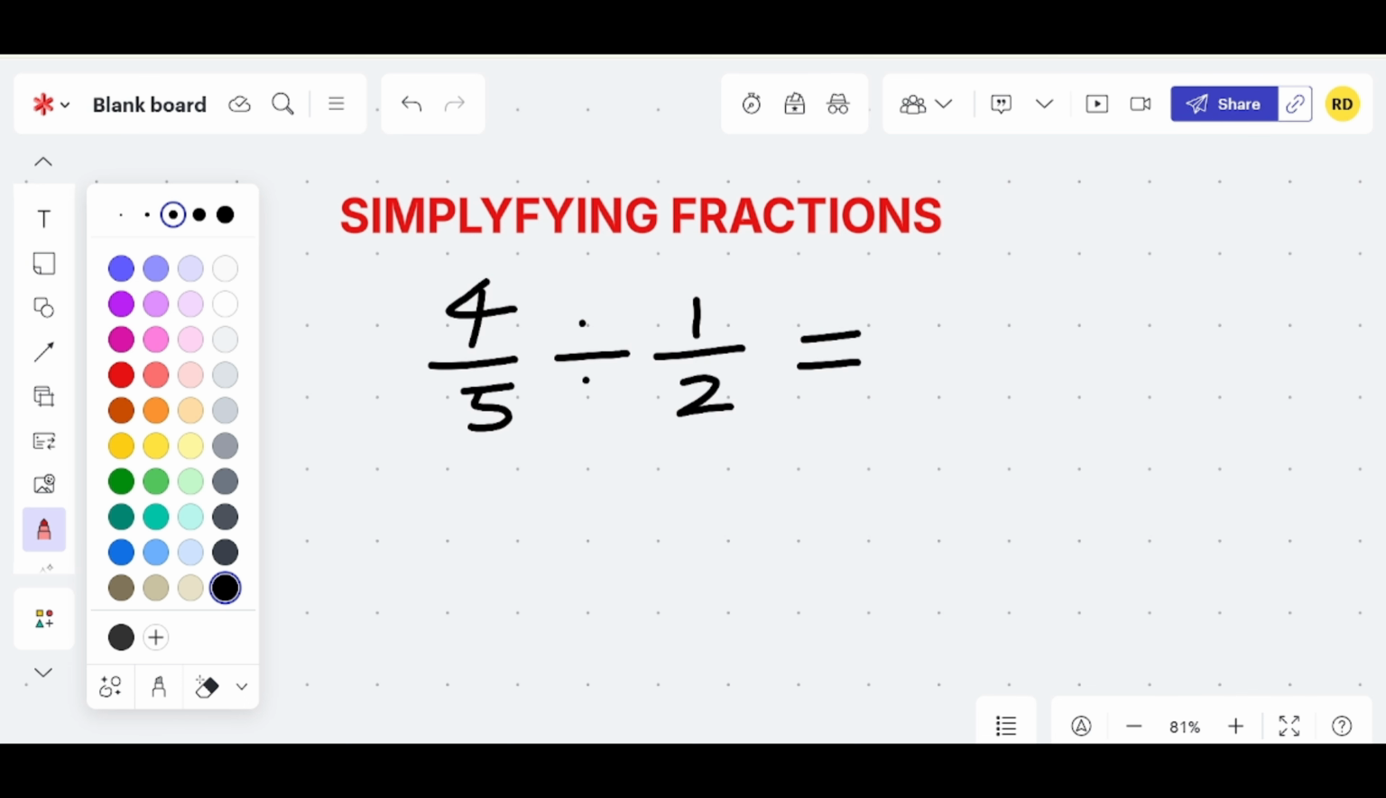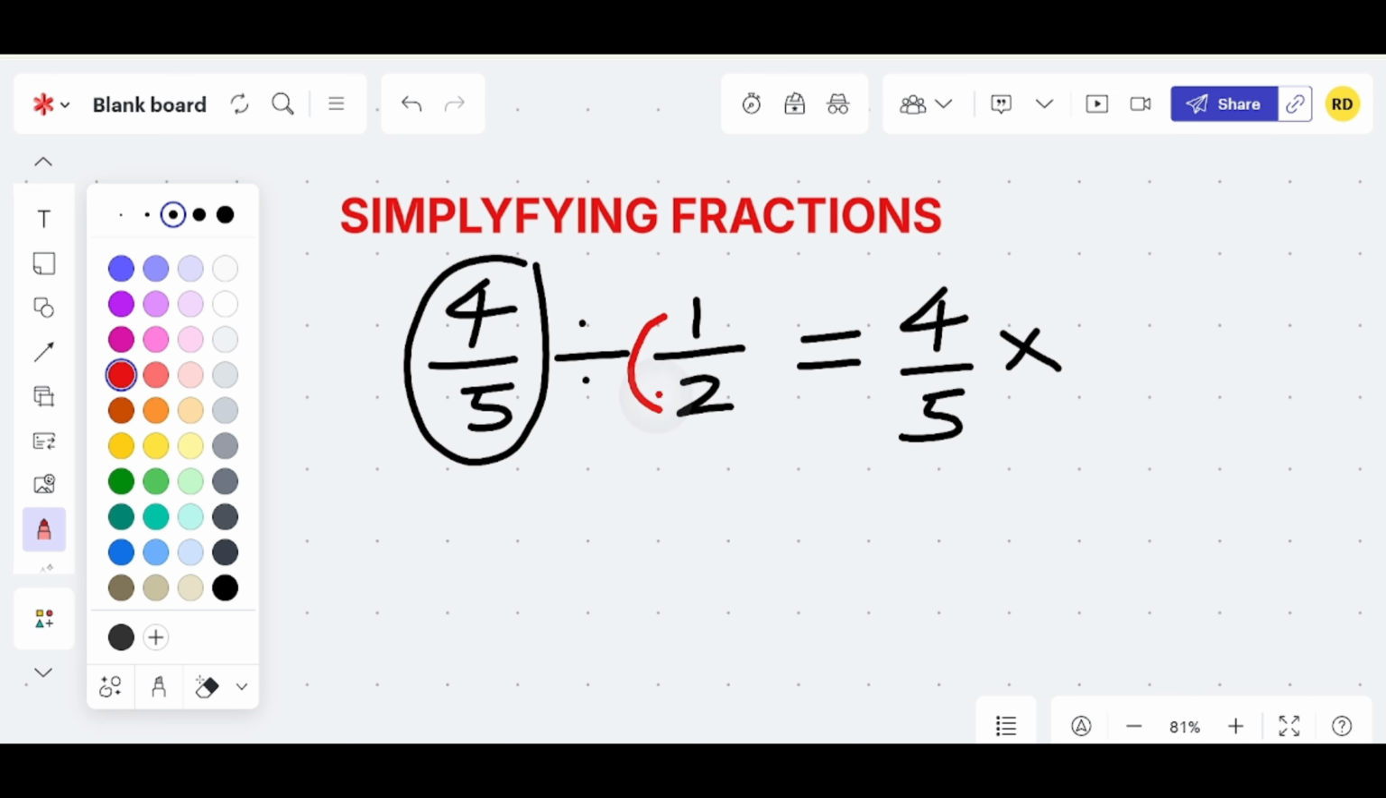So what you're going to do is write the same fraction like at the beginning, 4 over 5. You write the same fraction 4 over 5, and you see the division, but you change it to multiplication, since you know that division is the opposite of multiplication. And now you're going to flip the second fraction. How do you flip it? 1 over 2 is flipped as 2 over 1. So you write 1 over 2 as 2 over 1.